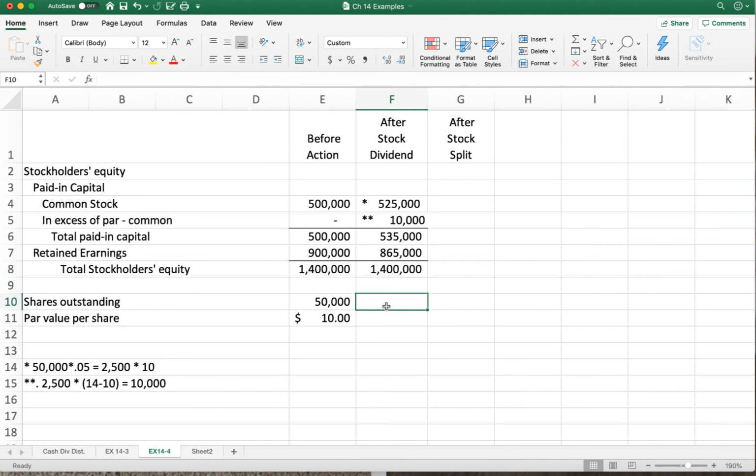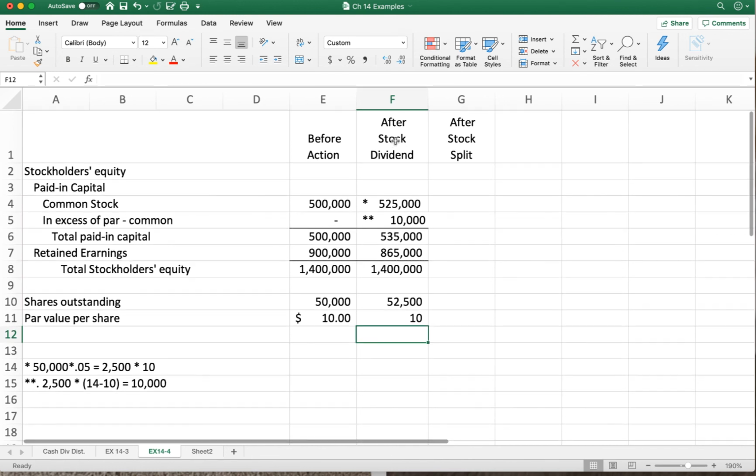Now, I need to figure out what my shares outstanding are. Well, that's easy. I had 50,000 before I declared a stock dividend. 5% of the 50,000 is 2,500. If I add those together, I get 52,500 shares of stock now outstanding. Okay. What is the par value? Well, it's going to remain unchanged. It's still $10 per share. Okay. So that's how we do our stock dividend, right? And this is what the retained earnings look like after that stock dividend.